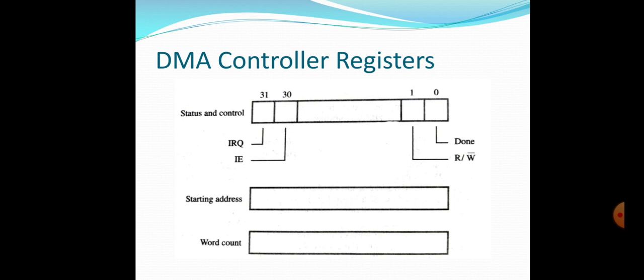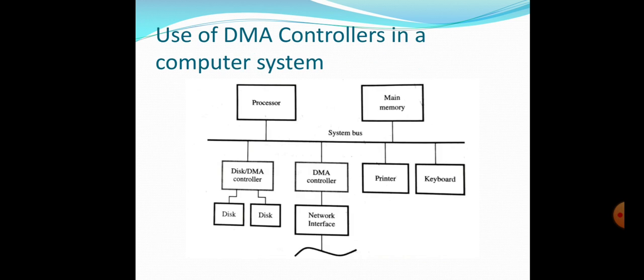Then IE, that is the interrupt enable bit. If it is set to 1, this DMA controller can initiate an interrupt request to let the processor know that the transfer has completed, and after that it will set the IRQ, interrupt request bit, to 1. This is all about the DMA controller registers, the three important registers associated with DMA transfer and their function.